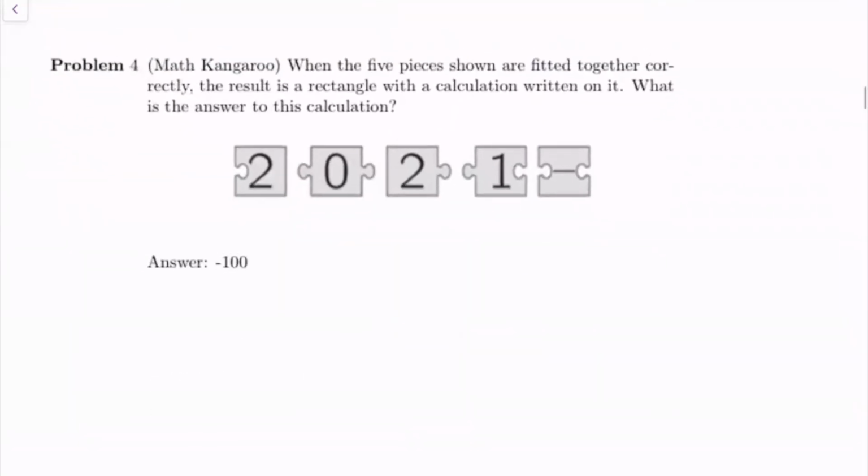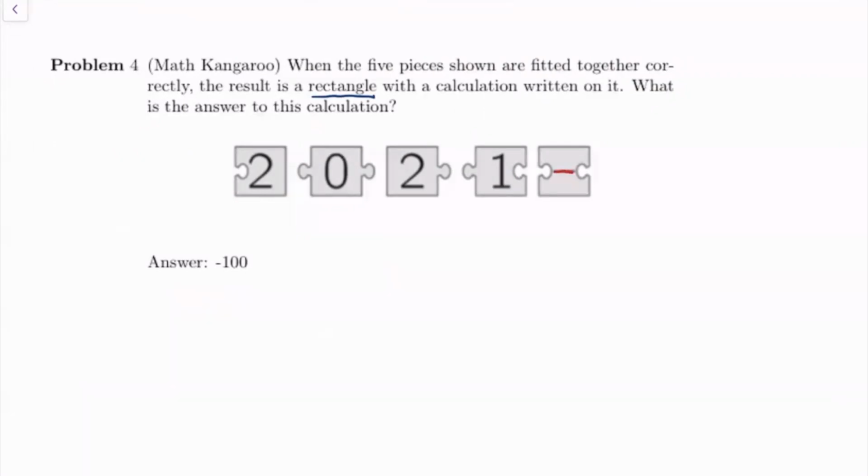Okay, problem number 4. This is a puzzle question. When the 5 pieces are fit together correctly, the result is a rectangle with a calculation written on it. What is the answer to the calculation? Now, when you look at these 5 pieces, you notice there is an operation. The operation is minus, right? It's a minus. So it means something minus something.